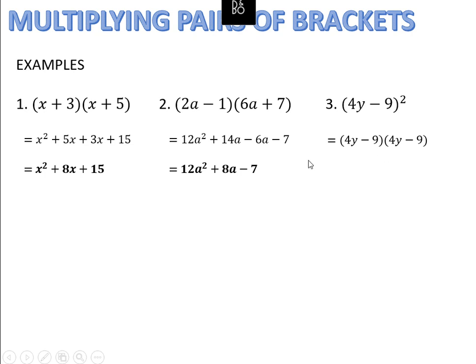Now again, we're just back to FOIL. 4y times 4y is 16y squared. 4y times minus 9 is minus 36y. And then we're doing the same thing again. Minus 9 times 4y, minus 36y. Just be careful here. It's minus 9 times minus 9, which gives you 81. It's a positive there. Simplify all this together. 16y squared. If you take away 36y's and then you take away another 36y's, you're taking away 72y's. And you've got the 81 at the end there. So 16y squared minus 72y plus 81.